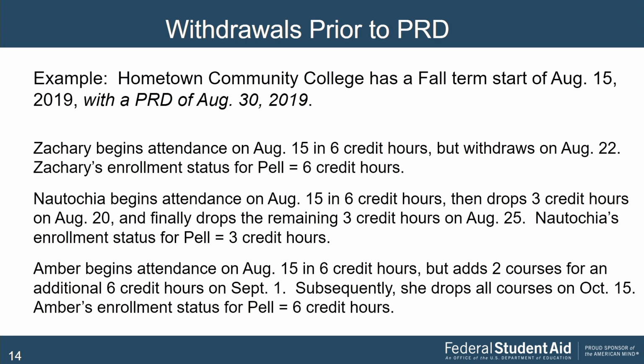So her enrollment status is going to be 3 credit hours because that's what she is at the time she withdraws. Next, we have Amber. She begins on August 15th with 6 credit hours. She adds 2 courses for 6 additional credit hours on September 1st. She drops all courses on October 15th. And Amber's enrollment status for Pell is going to be 6 credit hours, so that's where she was at the Pell recalculation date.